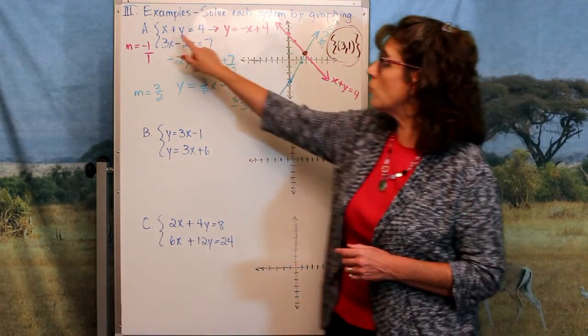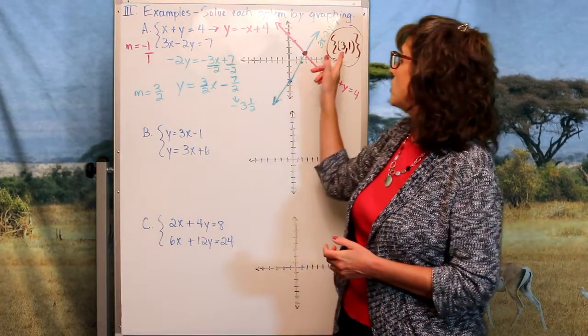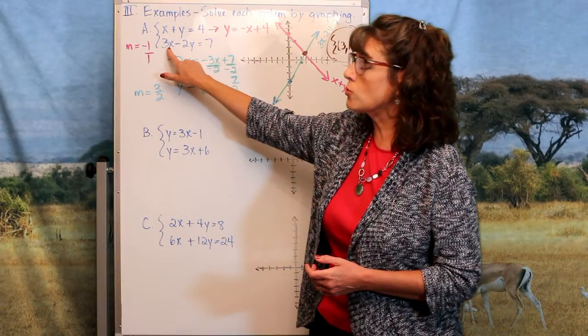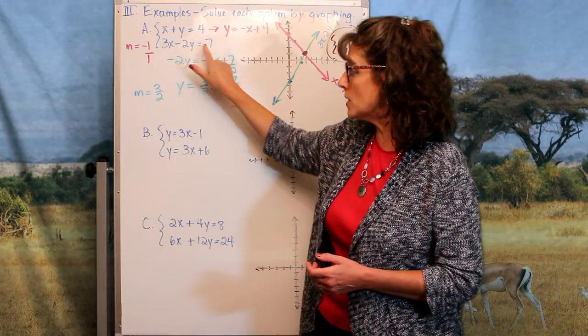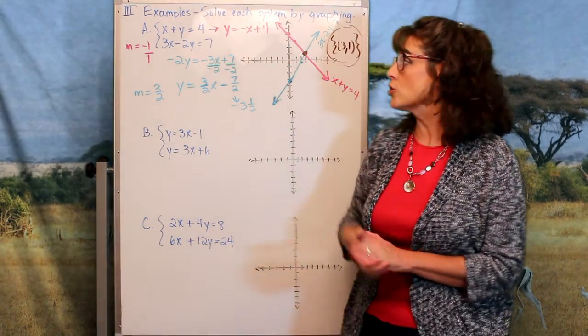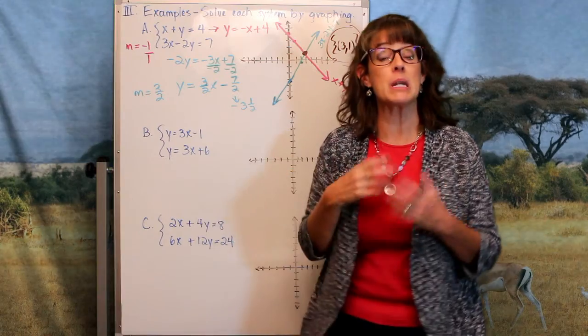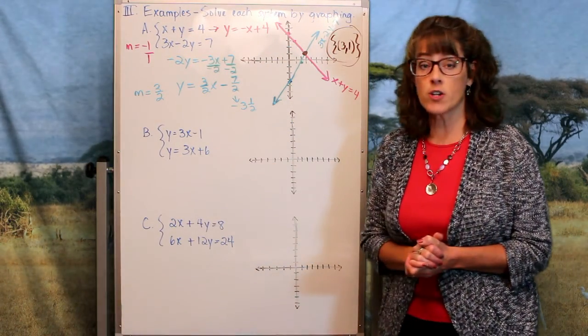So if I put the 3 and the 1 here, 3 plus 1 is 4. Yes, that works. It creates truth. Put the 3 and the 1 in here. 3 times 3 is 9. 2 times 1 is 2. 9 minus 2 is 7. It works. So this is, in fact, a solution not just to this, but it is a solution to the system. All right, let's test out another example.